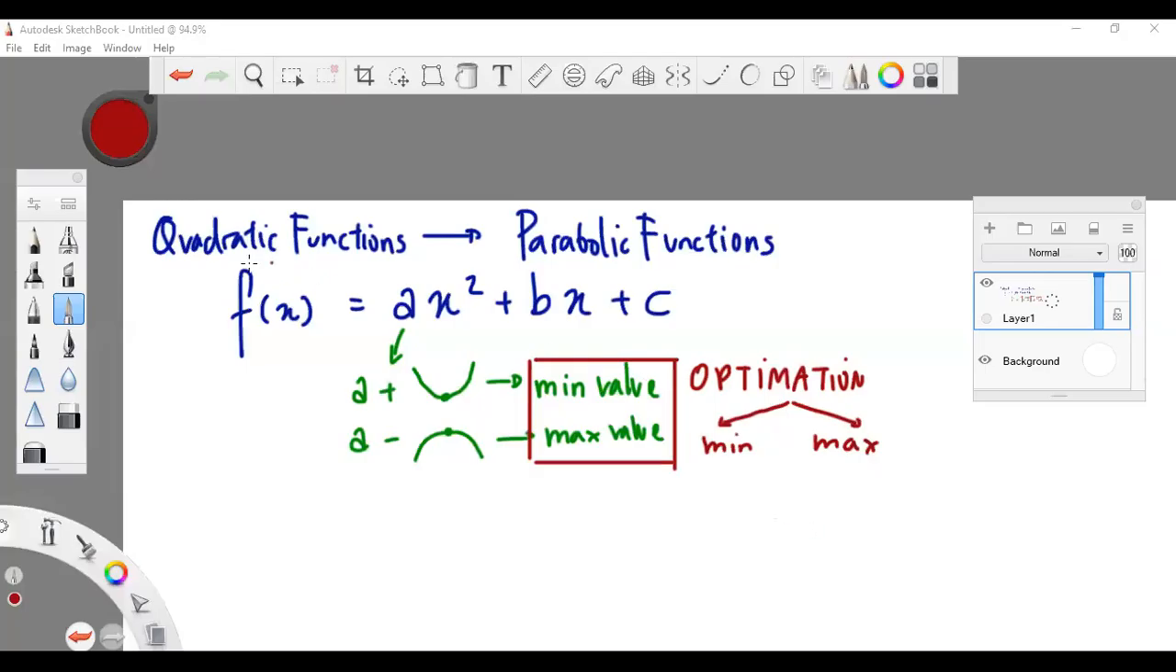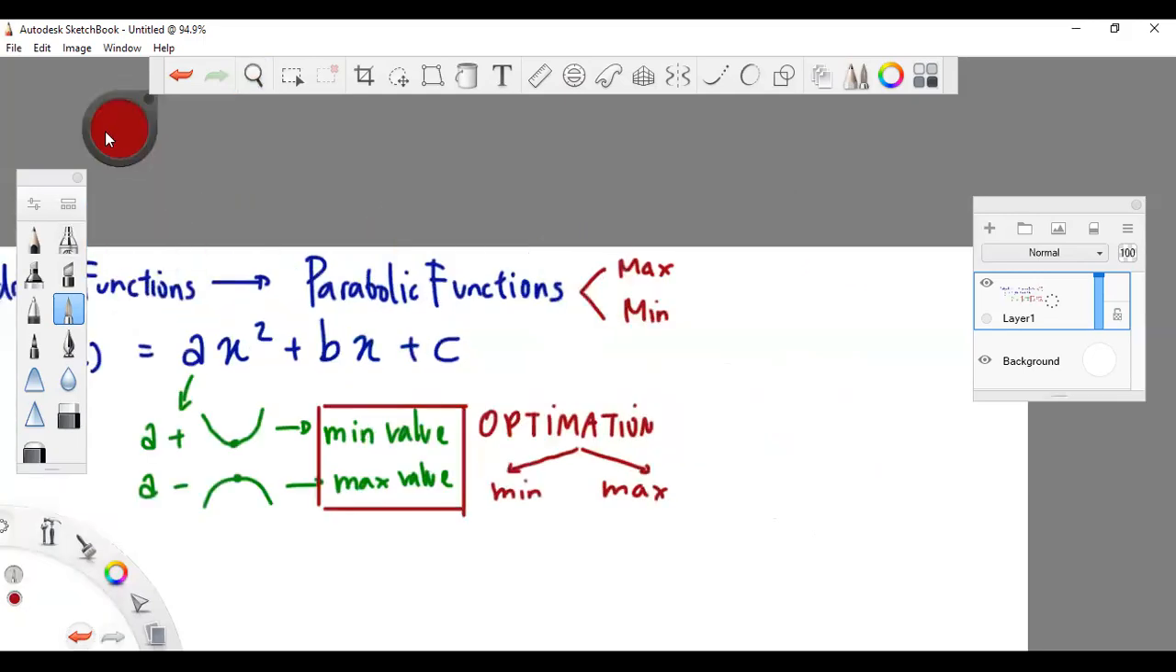Okay, now when we learn about quadratic functions, it is a parabolic function. A parabolic function can be differentiated into two parts: it is a minimum function or a maximum function, right? So it is a maximum function when the function is opening down. Why is maximum opening down? How come? Maximum is always up. No, maximum is opening down.